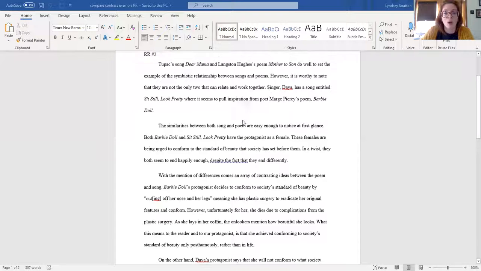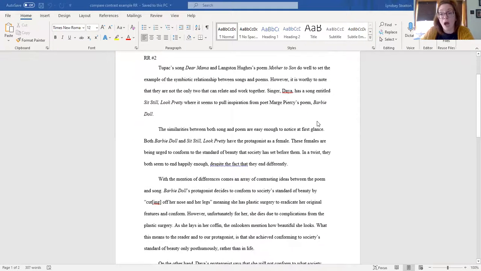Actually, you know what I'm going to do? I'm going to show you an example before I let everybody go. Bear with me. Okay, this is going to be an example of a compare and contrast between a poem and a song. Okay, so share my screen. There we go. Okay, so this is one that I wrote as an example. So it also piggybacks off of an assignment in my 102 class.